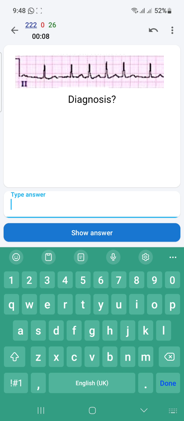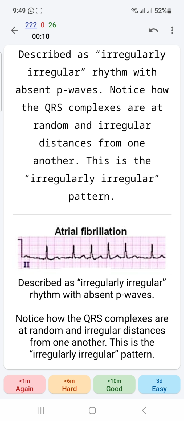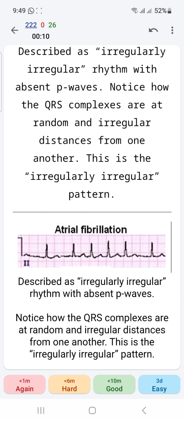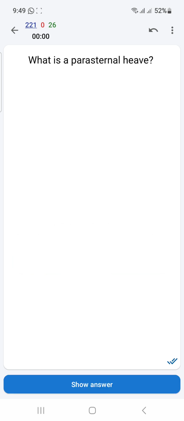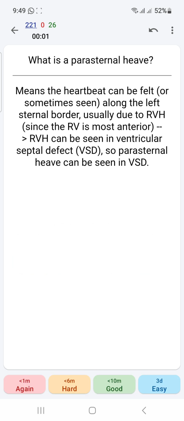Diagnosis: dissociation between the P wave and the QRS complexes? Probably. Irregular rhythm with no P waves. Notice how the QRS complexes are at random and irregular distances from one another. This is the irregular pattern. Atrial fibrillation is easy.